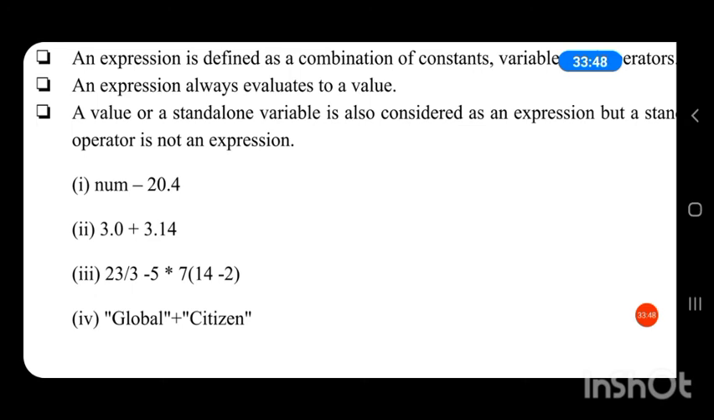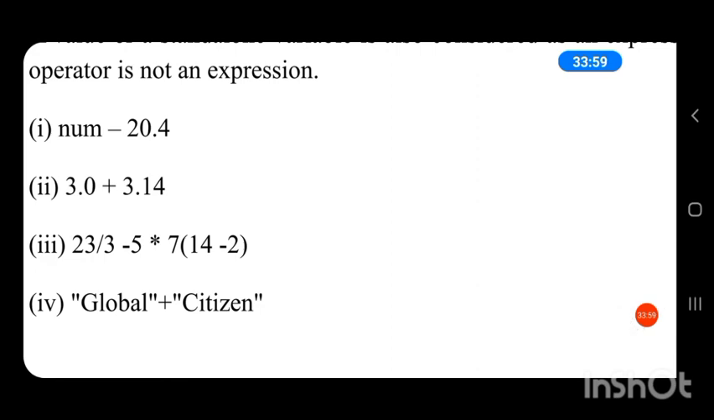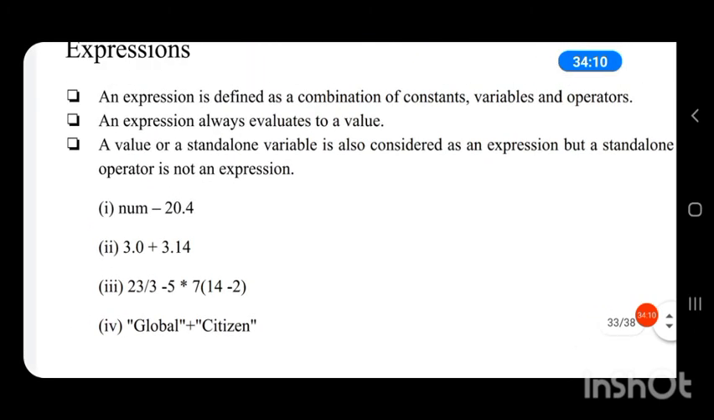So num1 minus 20.4 is an expression. 3.0 plus 3.14 is an expression. 23 by 3 minus 5 into 7 in bracket 14 minus 2 is an expression. Or addition of two strings, global plus citizen, is an expression. So any combination of operands and operators is called an expression. Like in our program we did sum is equal to a plus b, it is an expression. Or result equal to a plus b is an expression. Or simply a plus b is an expression.